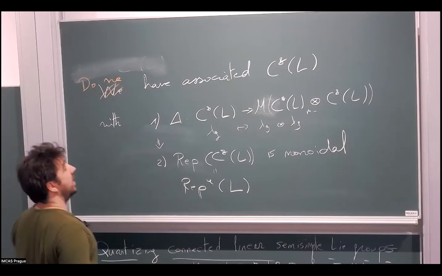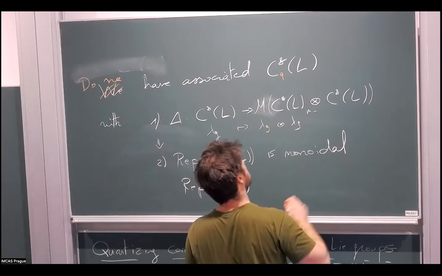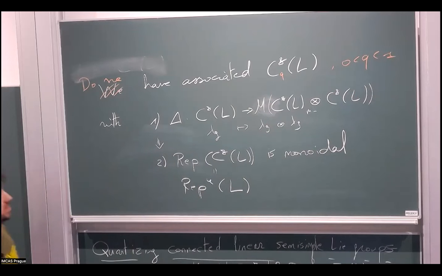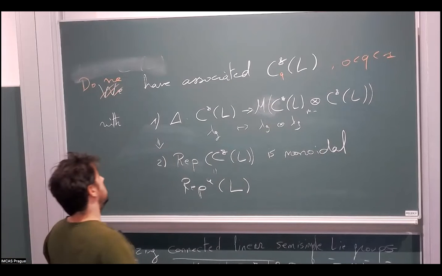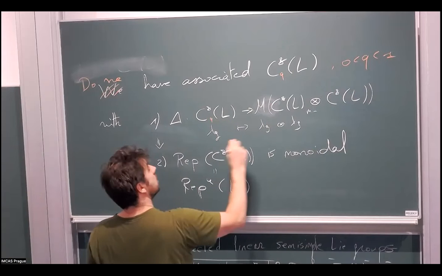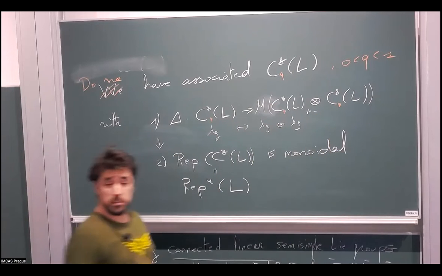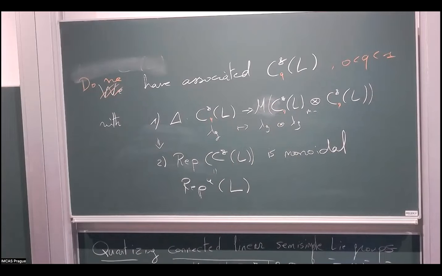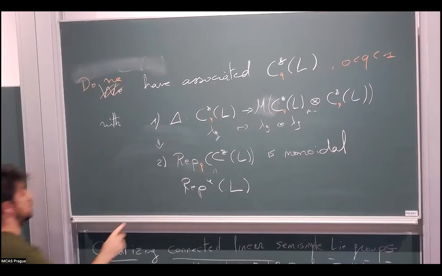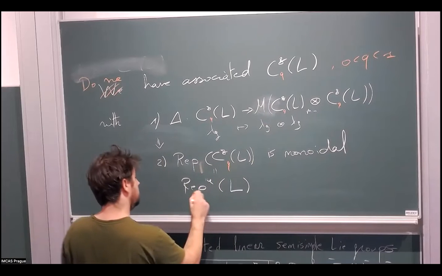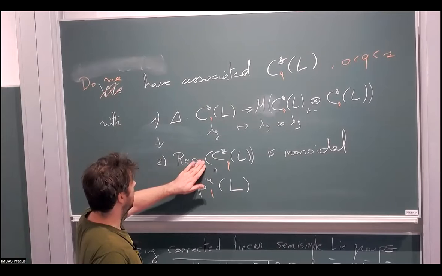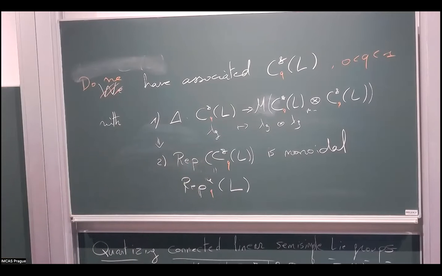So the question is, do we have, for such an L, a family of C-star algebras, C*_q(L), such that they still have some kind of coproduct in this way, and such that their representation category is still monoidal? So let me put the q here, and then here I can put the q there. This is the goal that we are after.